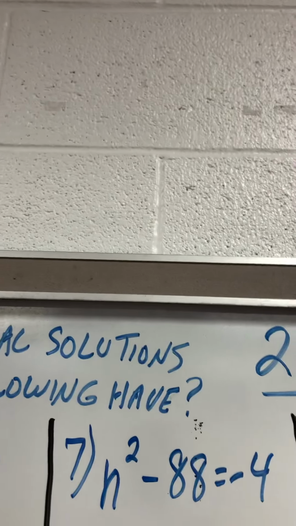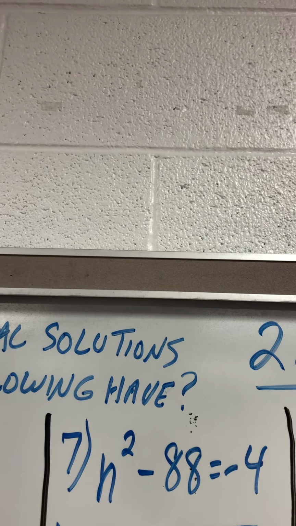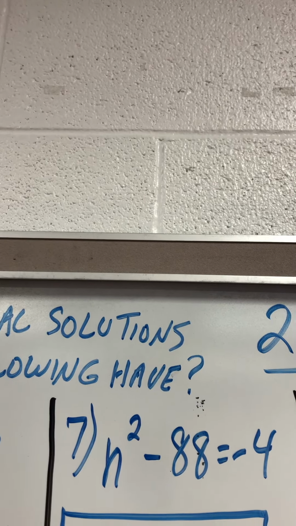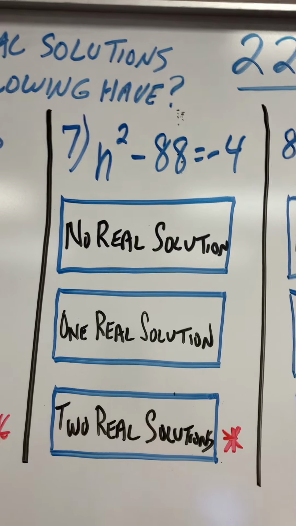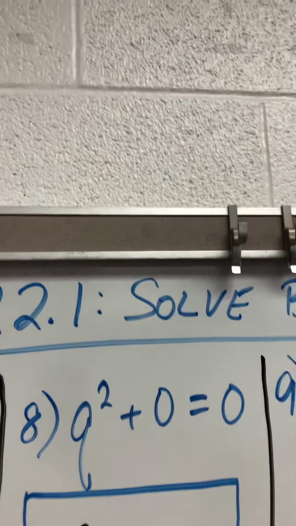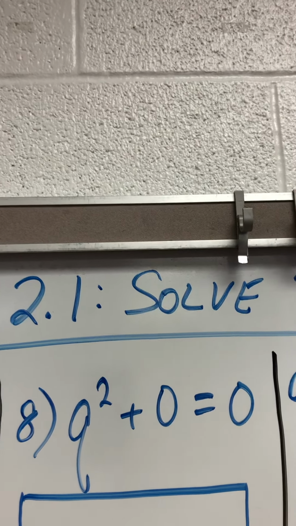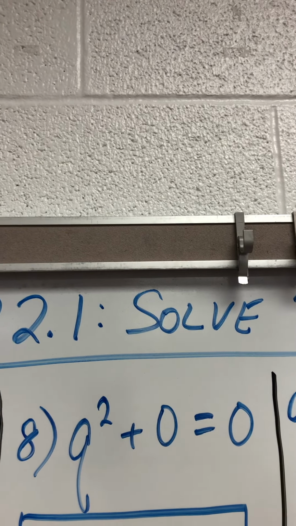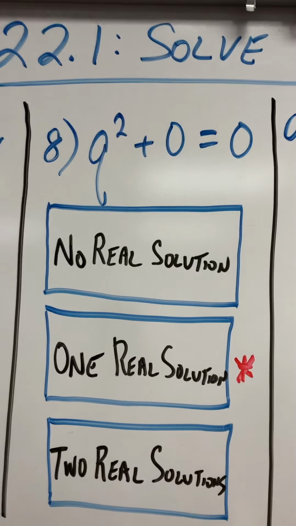Here you have n squared minus 88 equals negative 4. When I add 88 to both sides, I'll get positive 84. N squared equals positive 84. Again, I'm going to have 2 real solutions, right? When I take the square root of 84. What is this? Q squared plus 0 equals 0? Okay, so q squared equals 0, right? Well, the square root of 0 is 0. There's no such thing as negative 0, so here you're just going to have 1 real solution.